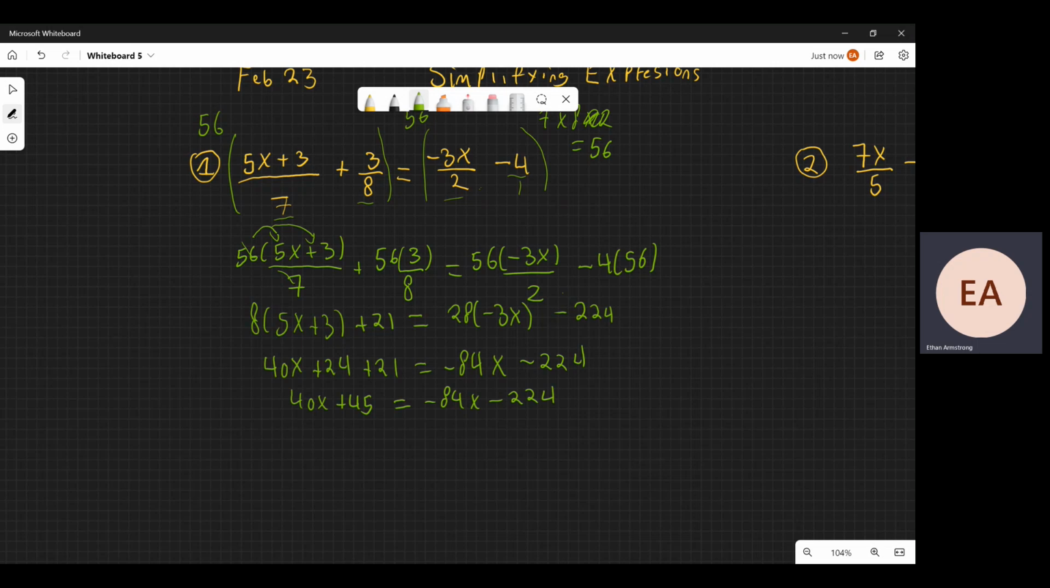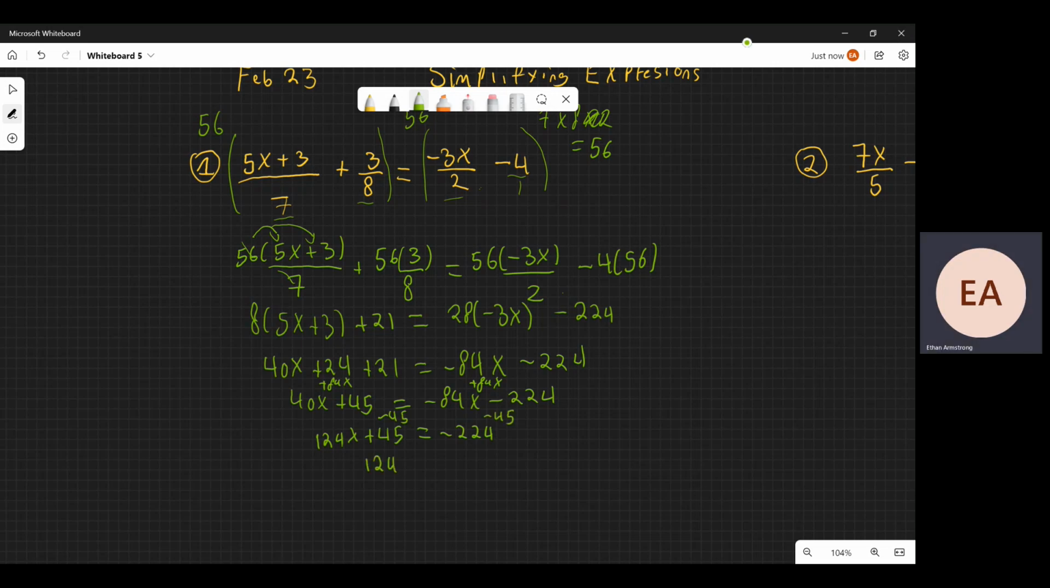So now we have to decide which side of the equation we want to move our x's to and which side we want our constants on. I think it'd be easiest to move our x's all the way to the left side. So we're going to add 84x, cancel out this 84x, and that'll leave us with 124x plus 45 equals negative 224. Now we want to move this 45 to the right side, so we're going to subtract 45.